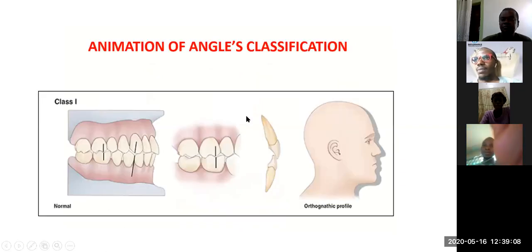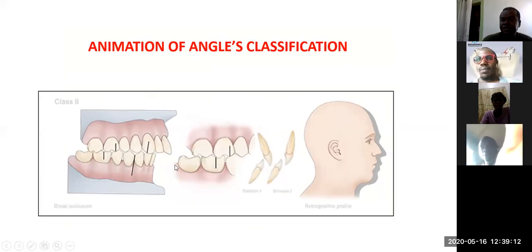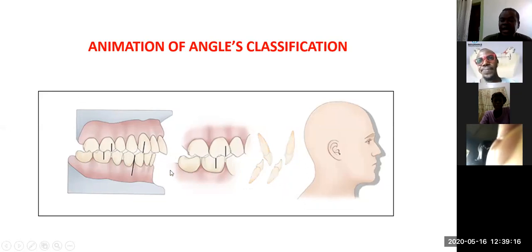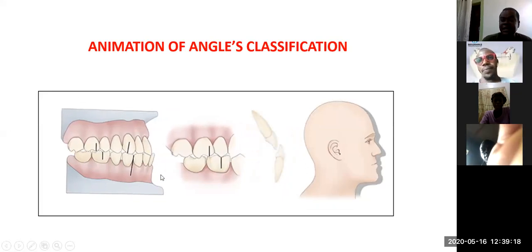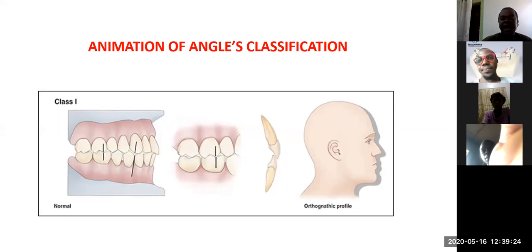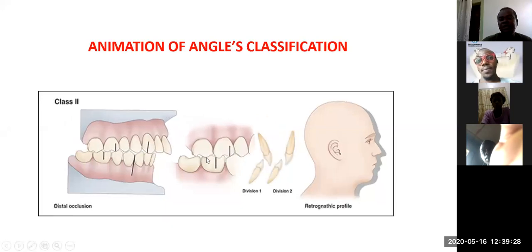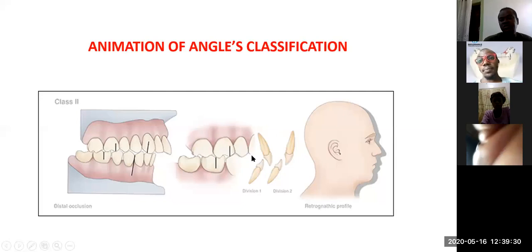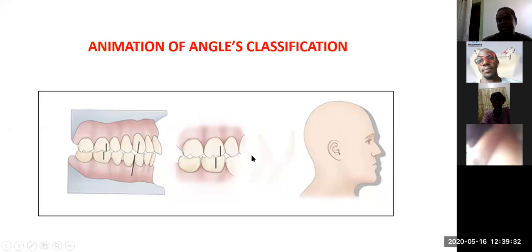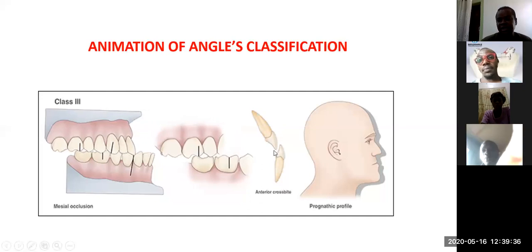Now, if you look at this animation, if you look at the anterior, you see that each time it is class 3, the lower anterior is always forward, whereas the upper anterior in class 2 is usually forward, projecting forward. It's an unusual relationship. I think I've dealt with that.